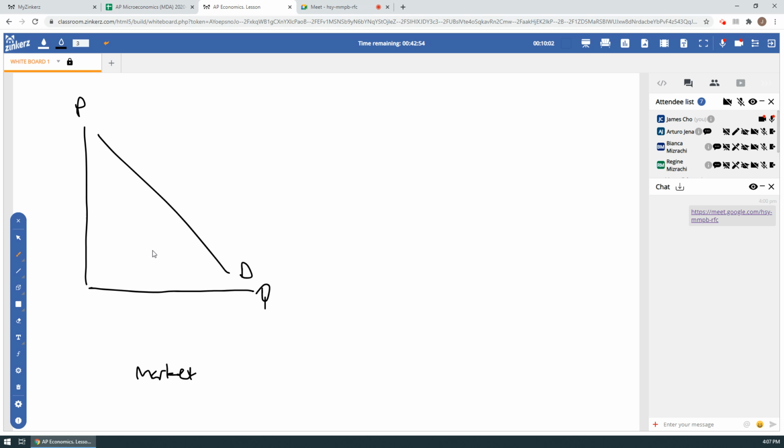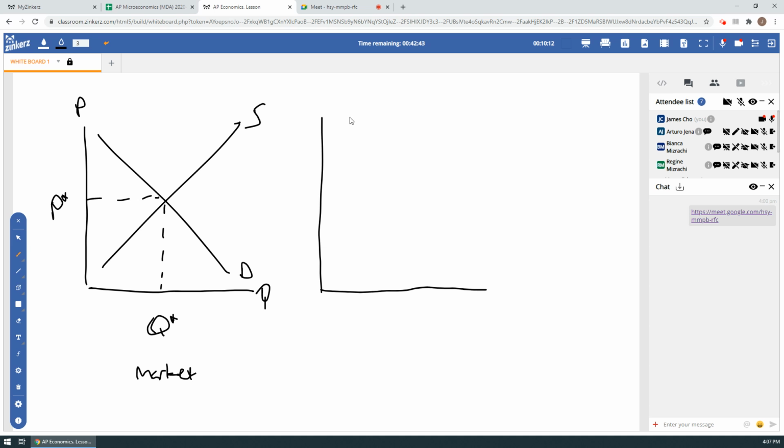Downward sloping demand, upward sloping supply. P star, Q star, down across. Big P, little q for the firm. Price taker, perfectly elastic demand is equal to marginal revenue.